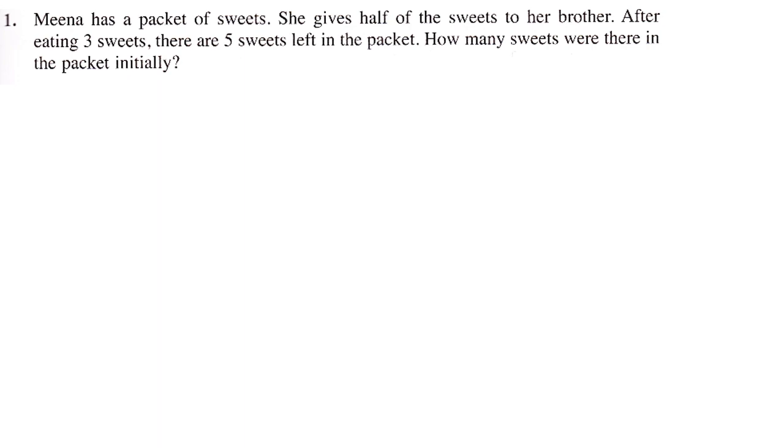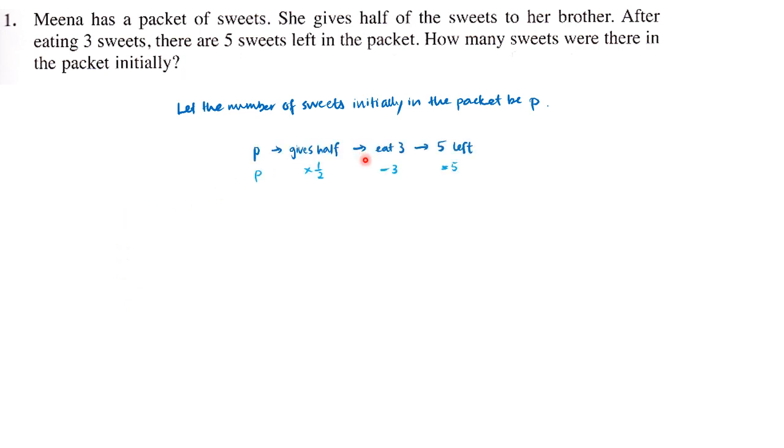Okay, so in any algebraic problem solving, we will first define what our variable means. What we wanted to know is how many sweets were there in the packet initially. So, let the number of sweets initially in the packet be P, and then as we know, she gives half of her sweets to her brother first, and then she eats 3, and then there is 5 left. So there we can form an equation.